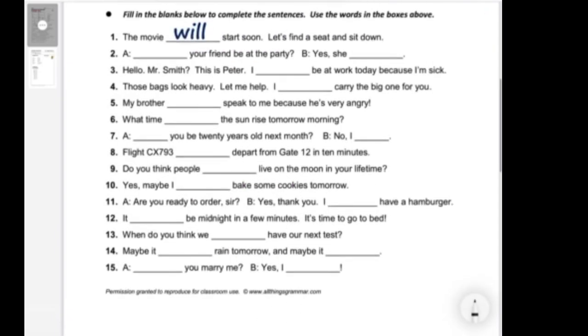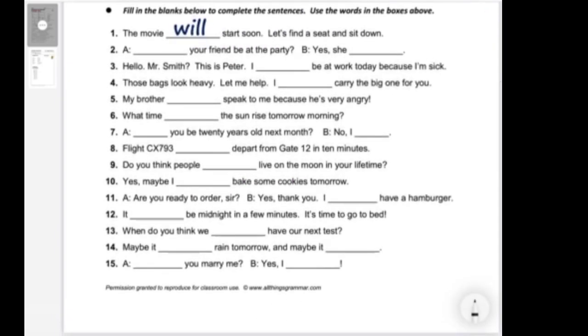Now we're going to complete another exercise. Fill in the blanks below to complete the sentences. Use the words in the boxes above. The first sentence: the movie will start soon. Let's find a seat and sit down. This is an example, so the correct form of the will. Are you, we, they? We always use will.